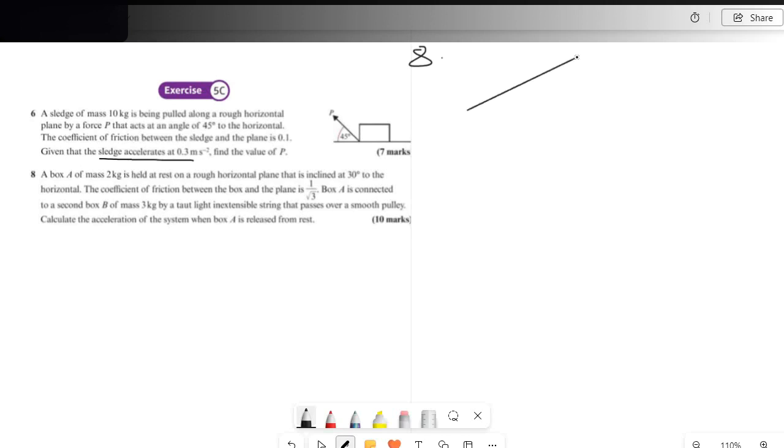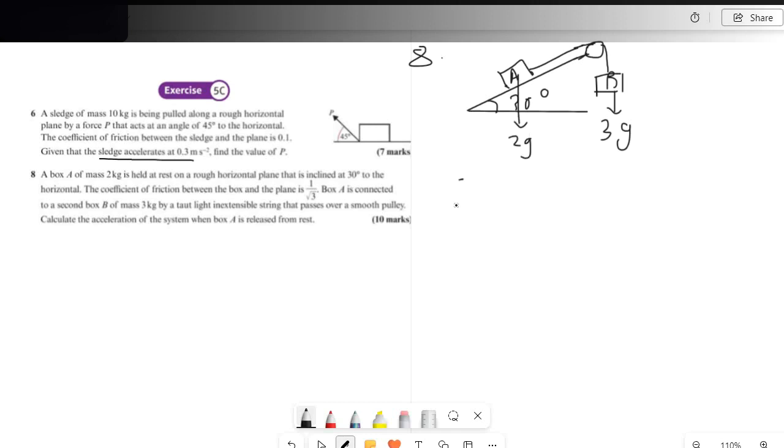So this should be the plane, and this is the horizontal. So this angle should be 30 degrees. Therefore box A should be here with mass 2 kg. So this is A, and this is connected to a pulley system which we discussed in our previous video, and is connected to B, which is of 3 kg. So the weight will be 3g, and this weight should be 2g.